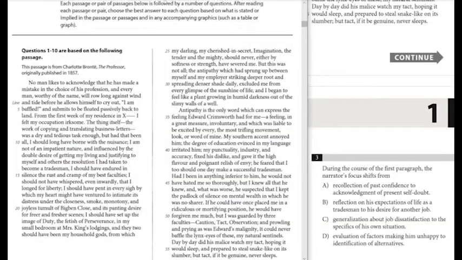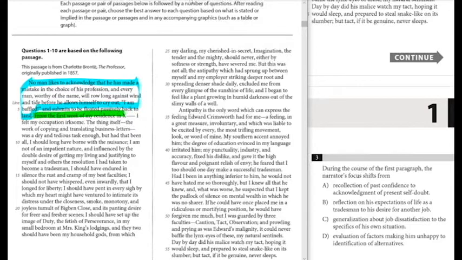Question number 3. During the course of the first paragraph, the narrator's focus shifts from what to what? Well, we already said in the past that the first sentence is a sentence that's kind of giving us a philosophical reflection on the story that's about to be told. So no man likes to acknowledge that he's made a mistake before he allows himself to cry out, I'm baffled, I give up. So no man likes to do that. Then begins the actual story.